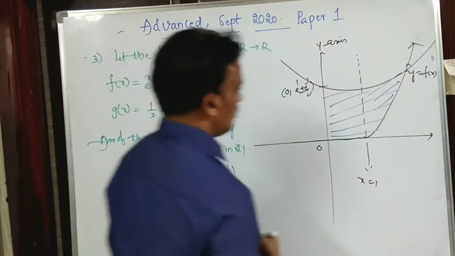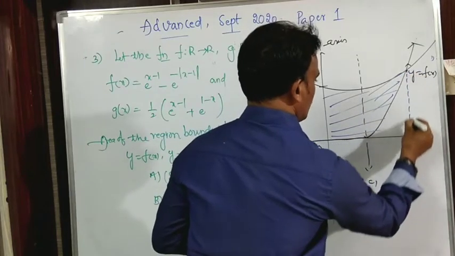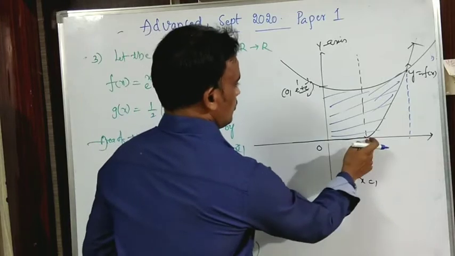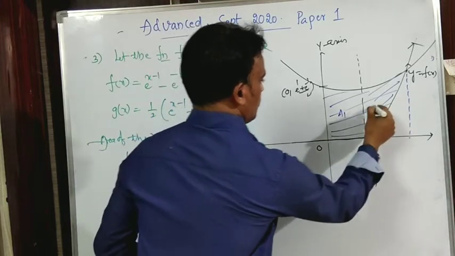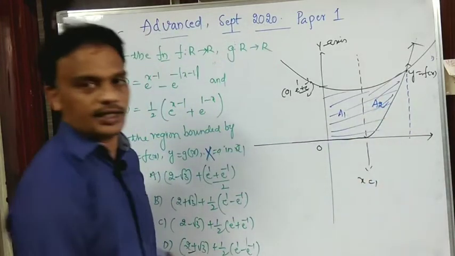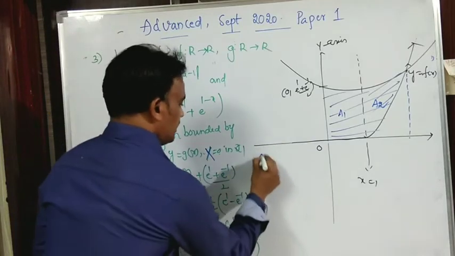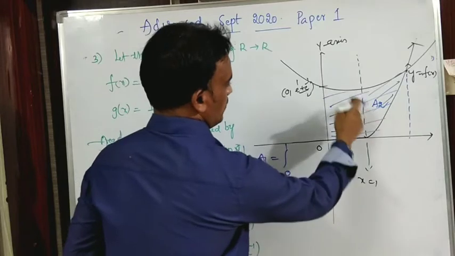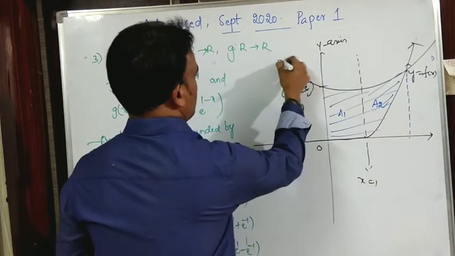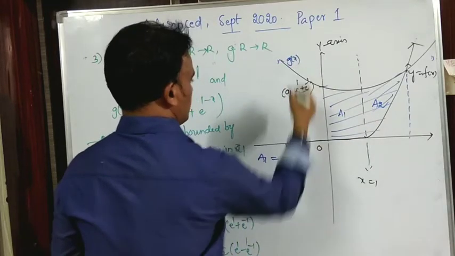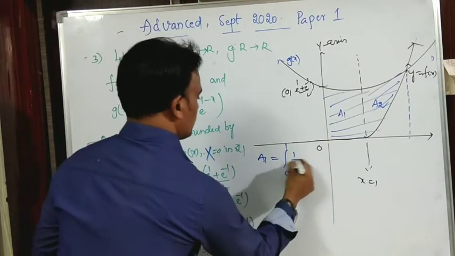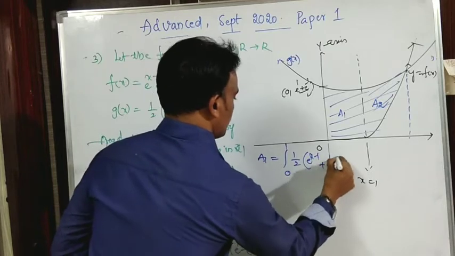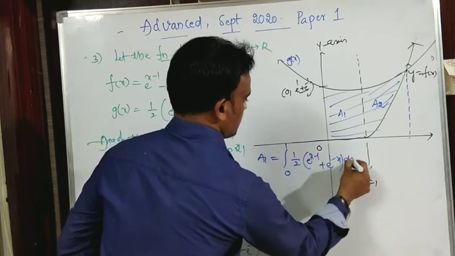Now we are going to find this x coordinate. Very clearly, we divide the integration from 0 to 1 into two parts, a1 and a2. Clearly a1 is the integration from 0 to 1 of g of x, 1 by 2 of e power x minus 1 plus e power 1 minus x dx.